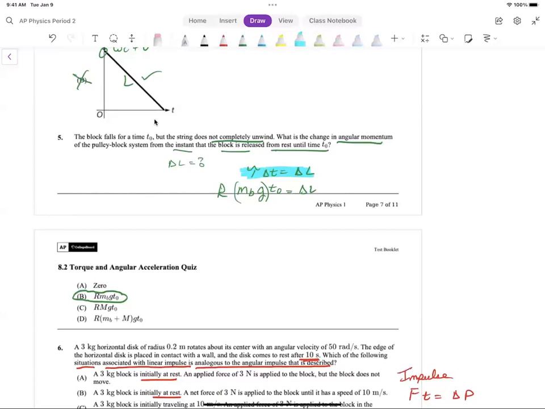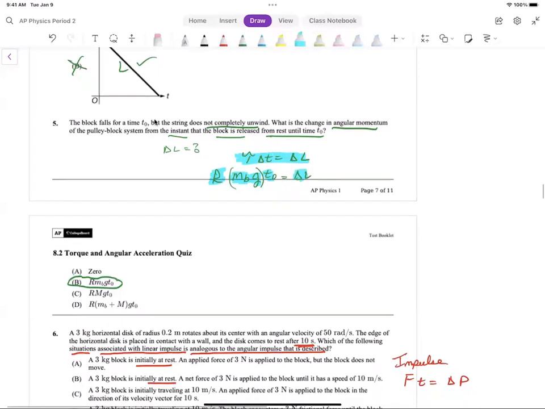Variables. And so if I want to know change in angular momentum, I've been given the time t0. Now I just need the torque. The torque is the mass B times little g, which is the force that's pushing downward on the disk at some distance r. And so there you go. And don't forget it's little mb, because that's the one that's hanging.